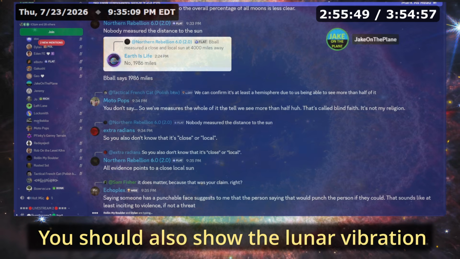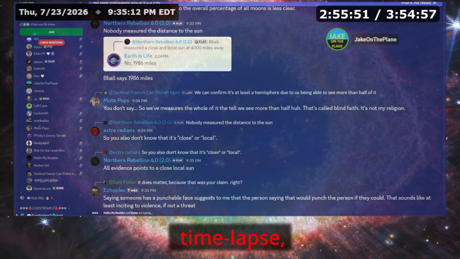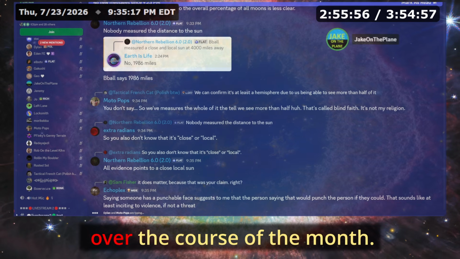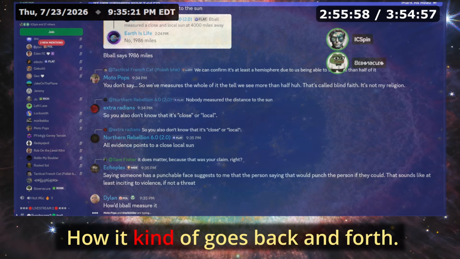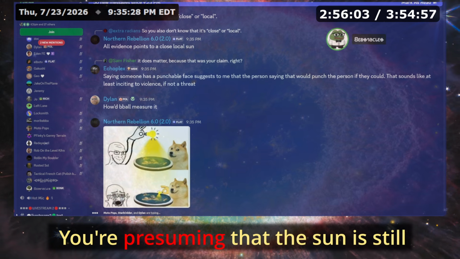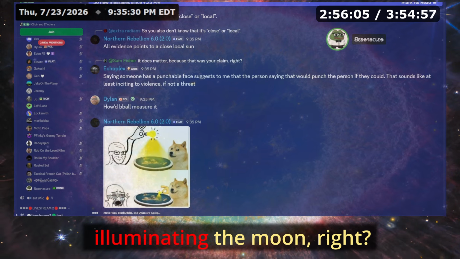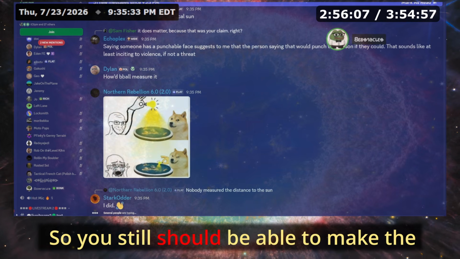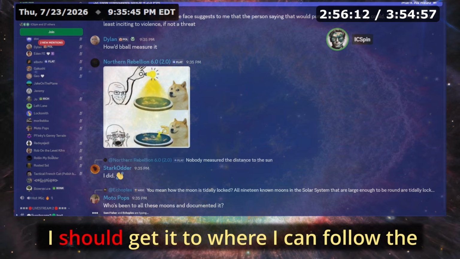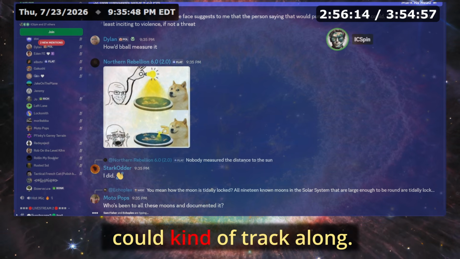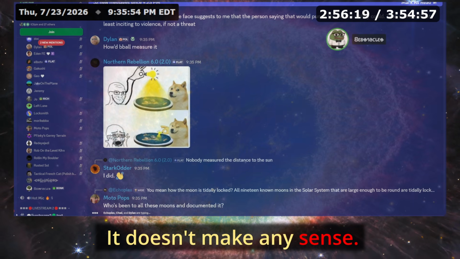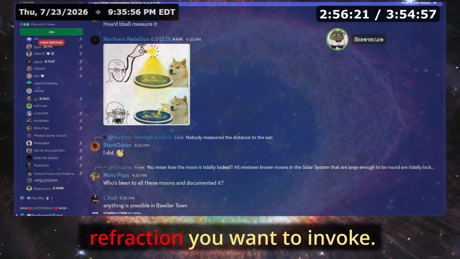ICSpin, you should also show the lunar libration time lapse, which shows that we do actually see more than 50% of the moon over the course of the month, how it kind of goes back and forth. It doesn't make sense as the contrast, because at night, right, you're presuming that the sun is still illuminating the moon, right? So you still should be able to make out the outline of the moon at night. You should be able to see the rest of the body. I should get it to where I can follow the moon too, and track it along the date. It doesn't make any sense. I don't care how much earthshine or refraction you want to invoke.